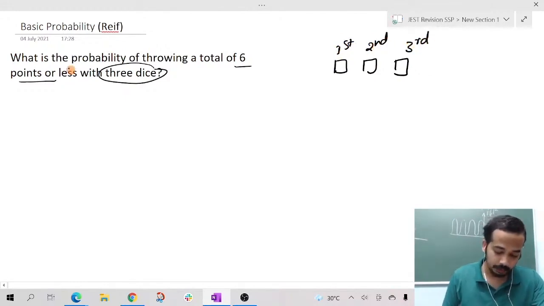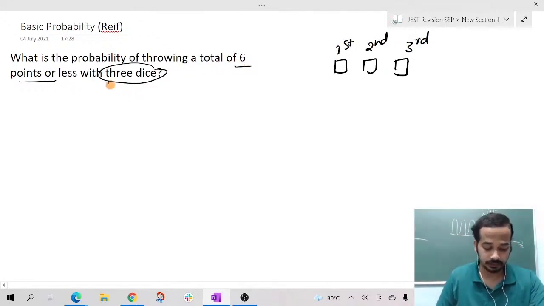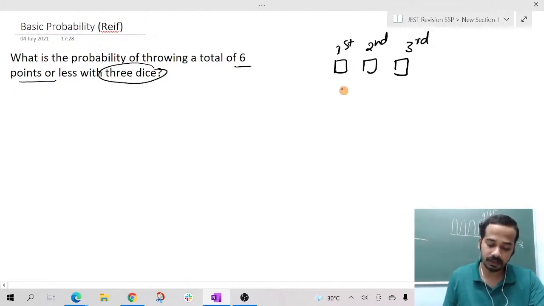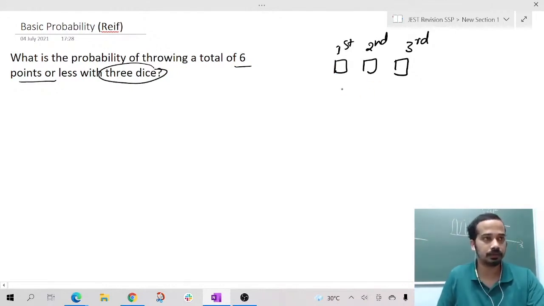What is the probability of getting 6 points or less when you have thrown 3 dice? You have thrown 3 dice together, you can take that idea. In this kind of situation, look here, what is the total number of possible outcomes? You have to see that, am I right?